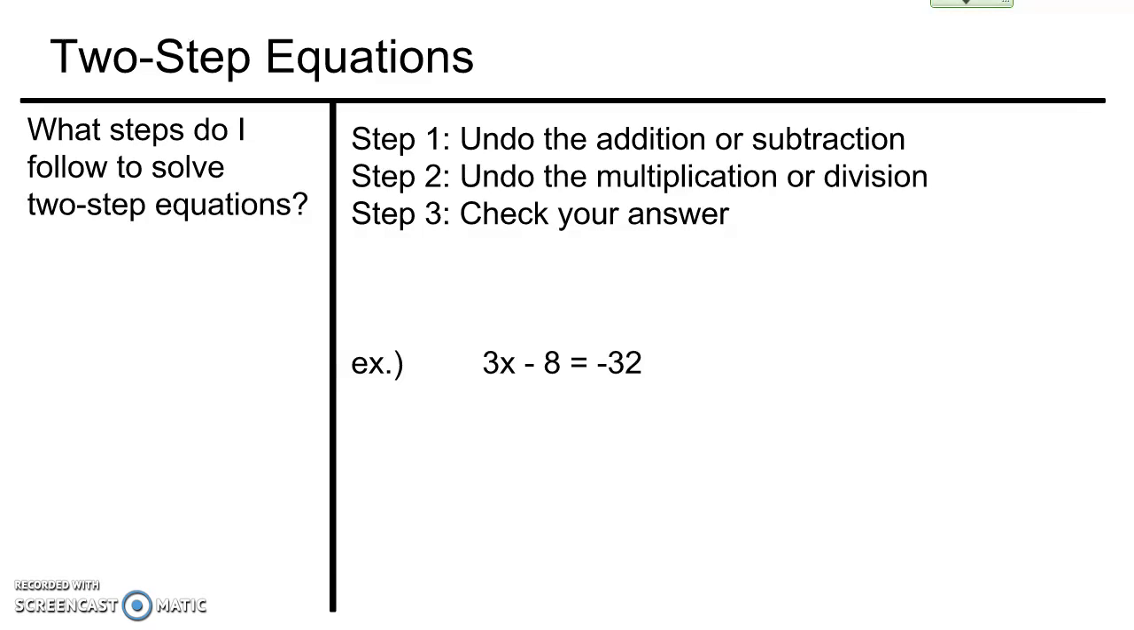All right, remember our steps for solving two-step equations. First, we undo the addition or subtraction. Second, we undo the multiplication or division, and then we can check our answer by plugging whatever we get for x back into the equation and making sure both sides of the equation are equal. So why don't you hit pause on the video, and I want you to practice solving this two-step equation. Do it in your notes. When you're ready to check your answer, hit play.